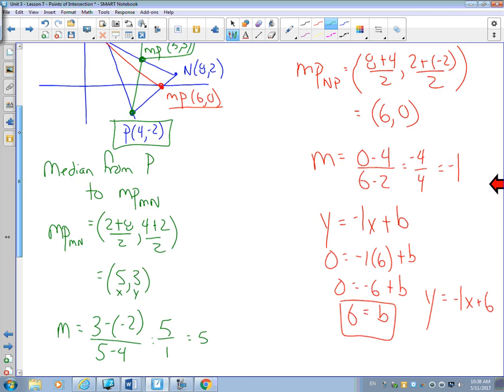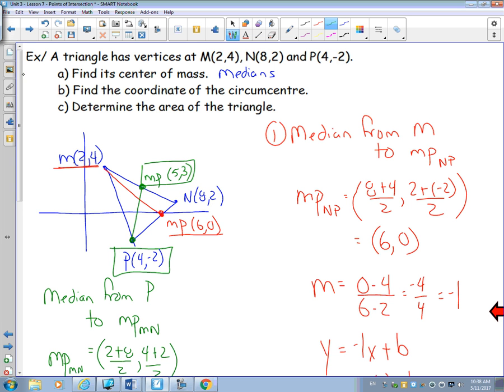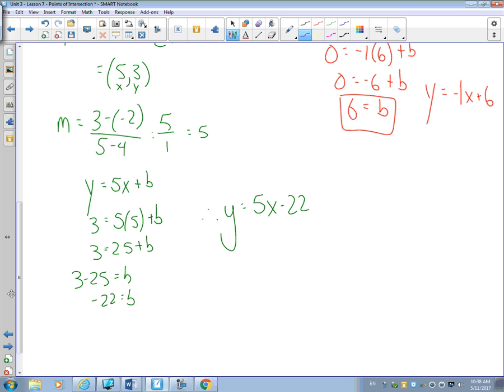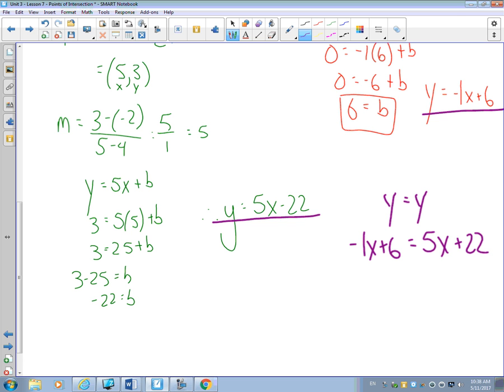The question wasn't find the equations. The question was find the center of mass. In other words, where the two equations meet, the POI. So let's find that POI. How do I do it? I've got one equation here. I've got a second one here. I want to know where they meet. In other words, where does that equation come out to this equation? Okay. Oops, that was a minus 22, sorry.